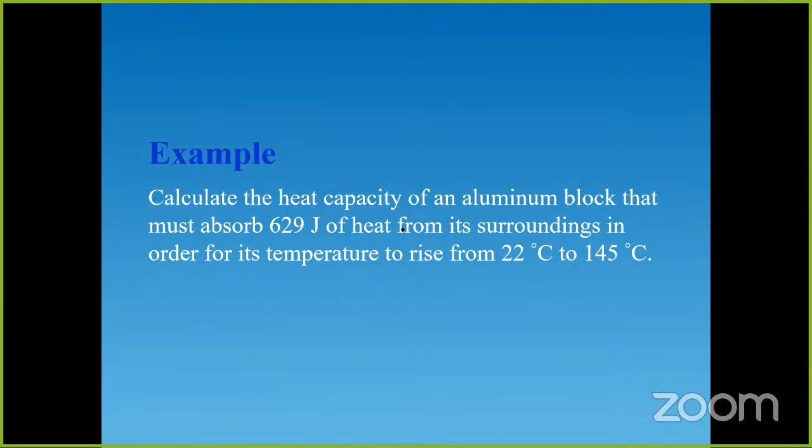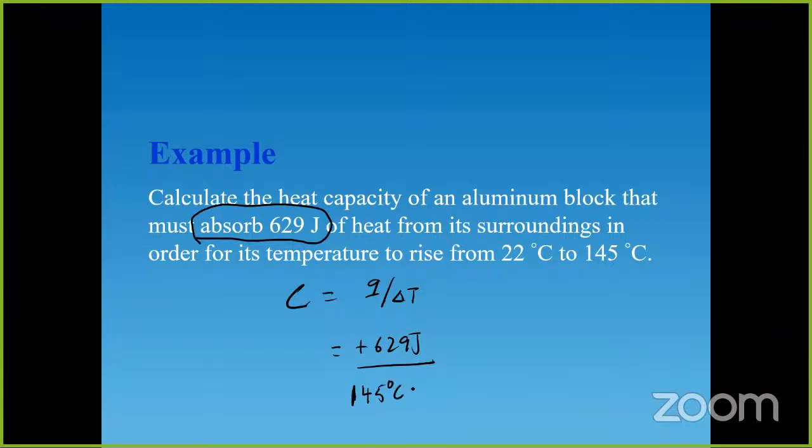Okay, so the equation that should be used is uppercase C is equal to Q divided by delta T, right? So Q is 629 joules. And I should add that because it says it's absorbing this much heat, that means Q will be positive, and you're going to divide by delta T. Delta T is a change in temperature. Change in anything is always the final value minus the initial value. So in this case, we're going to put 145 degrees Celsius minus 22 degrees Celsius.